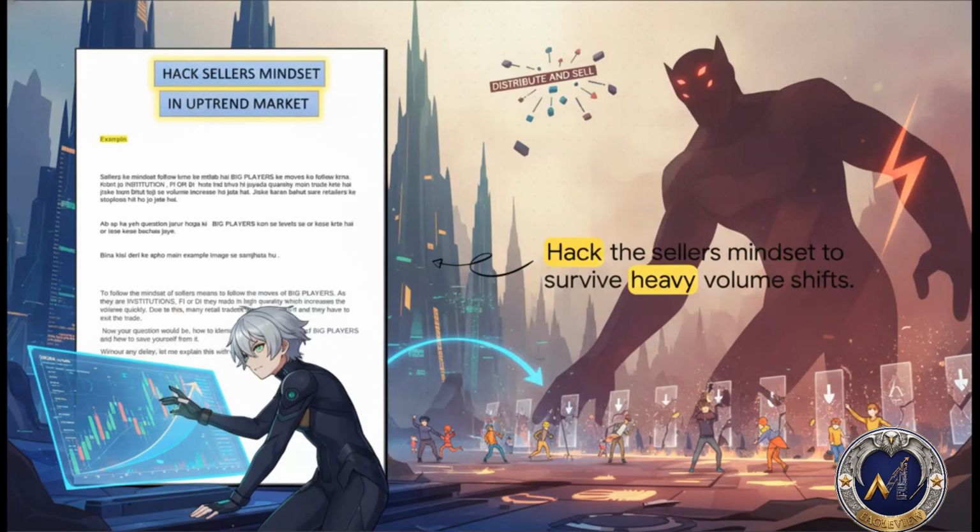To actually survive this phase, retail traders have to hack the seller's mindset. That means following the massive volume moves of the big players, the institutions. These guys trade in massive quantities. When they start to distribute and sell at the top, volume spikes quickly. If you aren't paying close attention to these heavy volume shifts, your stop losses are going to get aggressively hunted and hit by the big players taking liquidity.